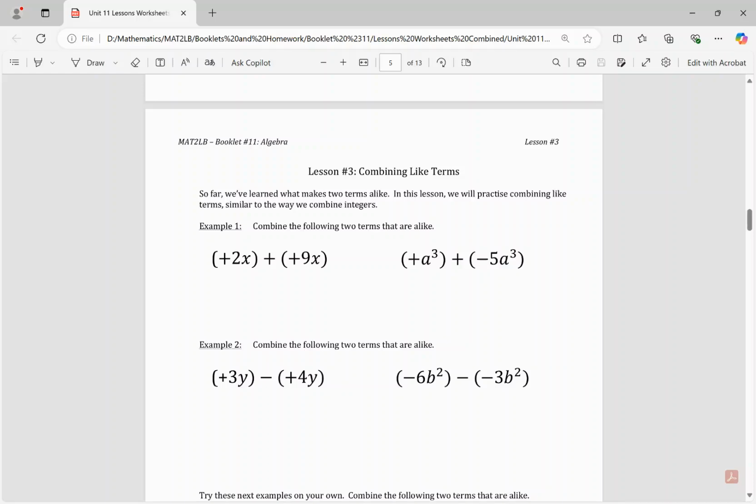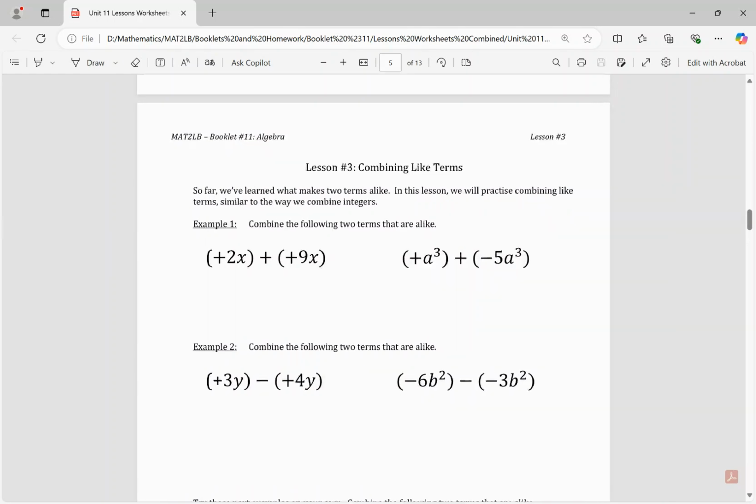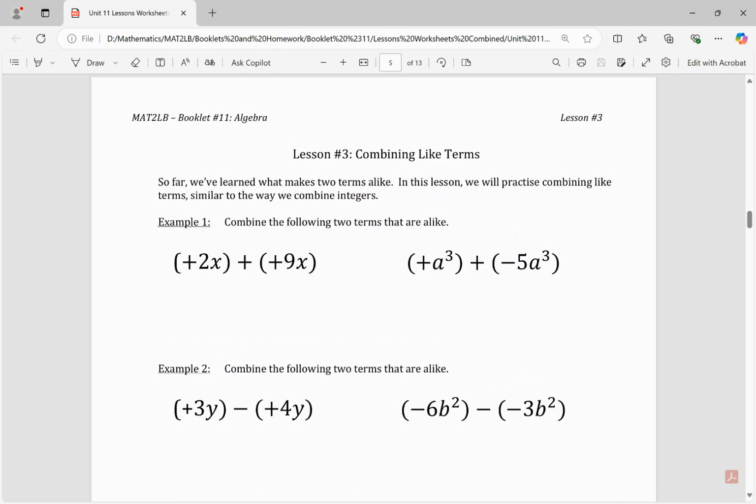All right, everyone. In this video, we will be covering Lesson 3 in Booklet 11. That is combining like terms. Now, in the previous lesson, we talked about what makes two terms alike. So please remember that the two conditions to make two terms alike is that they have the same variable and also that they have the same exponent on that variable.